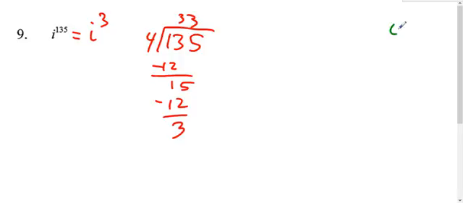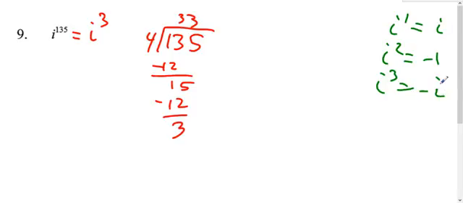And then you've got to remember the powers of i: i to the 1st, i squared, i cubed. i to the 1st is i, i squared is -1, i to the 3rd is -i. So i to the 3rd is -i.